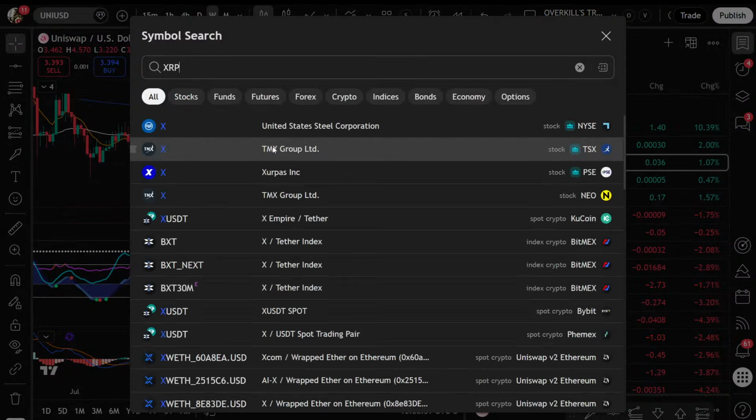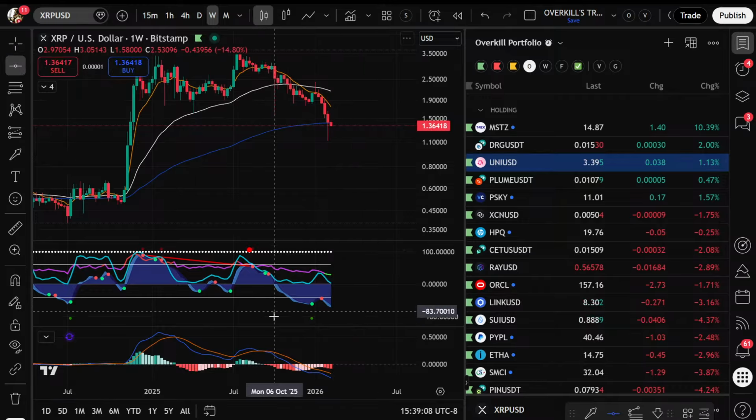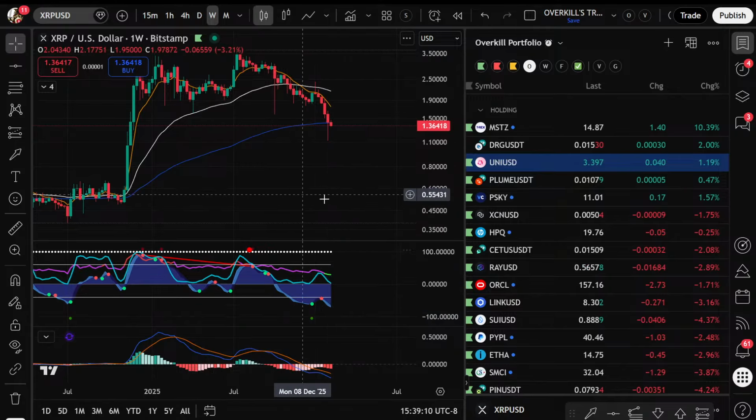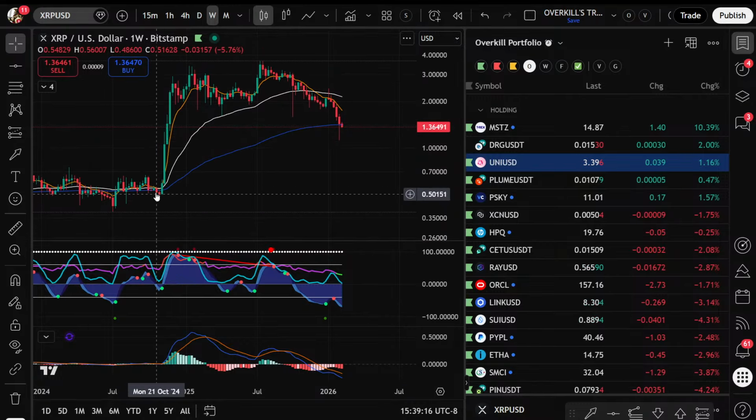XRP from my boy Kane. What's going on, brother? XRP says it's 4-year average, so I think $1.36 right now is a good price for it. Ultimately, we want to wait for the signal, though. Again, we called out XRP back here at 50 cents in October of 2024. I haven't liked it since this time.